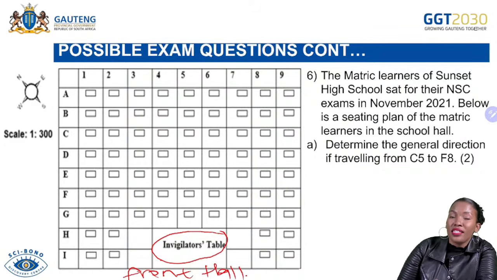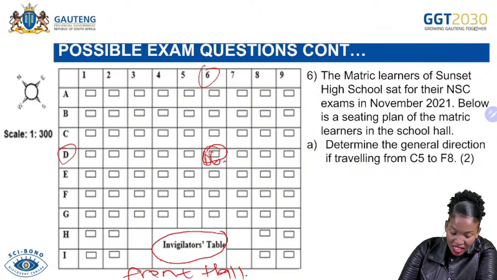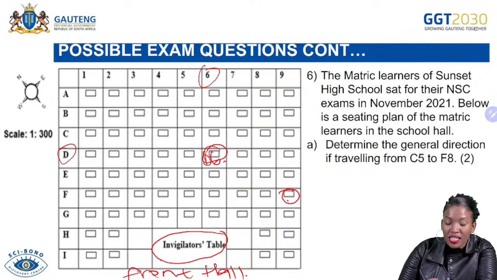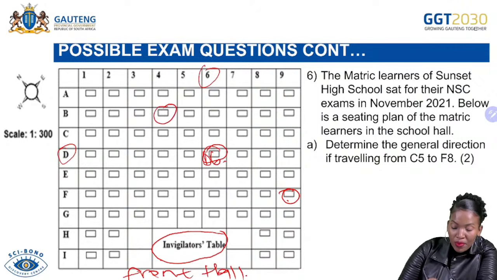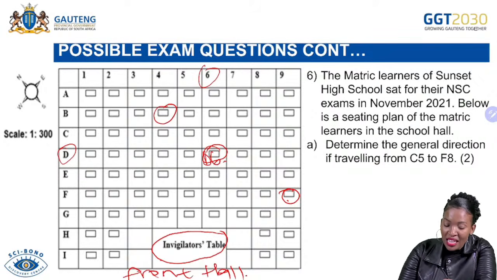And then the seating plan again has a numbering system. For example, if I wanted seat D6, this is my D and this is 6. So where would seat D6 be? This would be D6. If I wanted F9, seat F9 would be this one. If I wanted B4, this is seat B4. So this is how you locate your seats. This is how you study a seating plan.